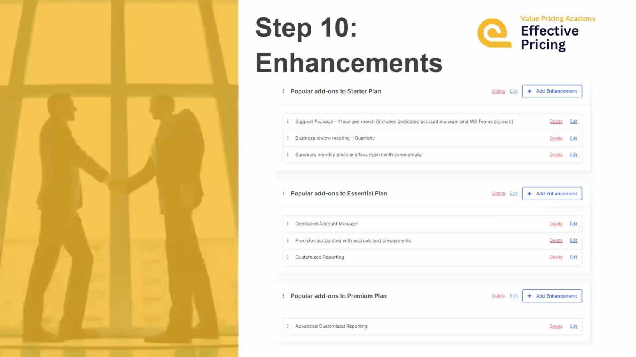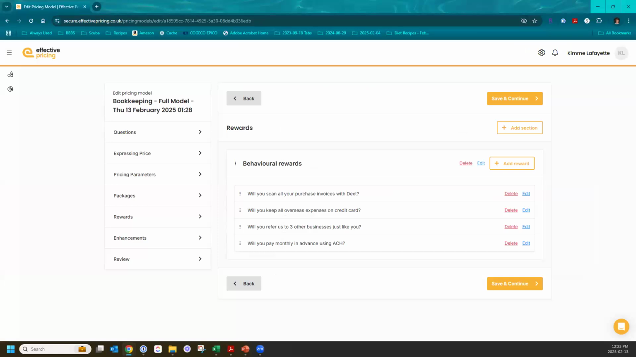Okay, step 10, almost done. Step 10 is enhancements, obviously the opposite of a behavior reward. So this is the next thing the software is going to look at. We may also refer to this as optional extras. Some people call them upsells. But again, when we're dealing with customers, the word enhancements, I think, sounds a little nicer, right? And this is what the customer will see.